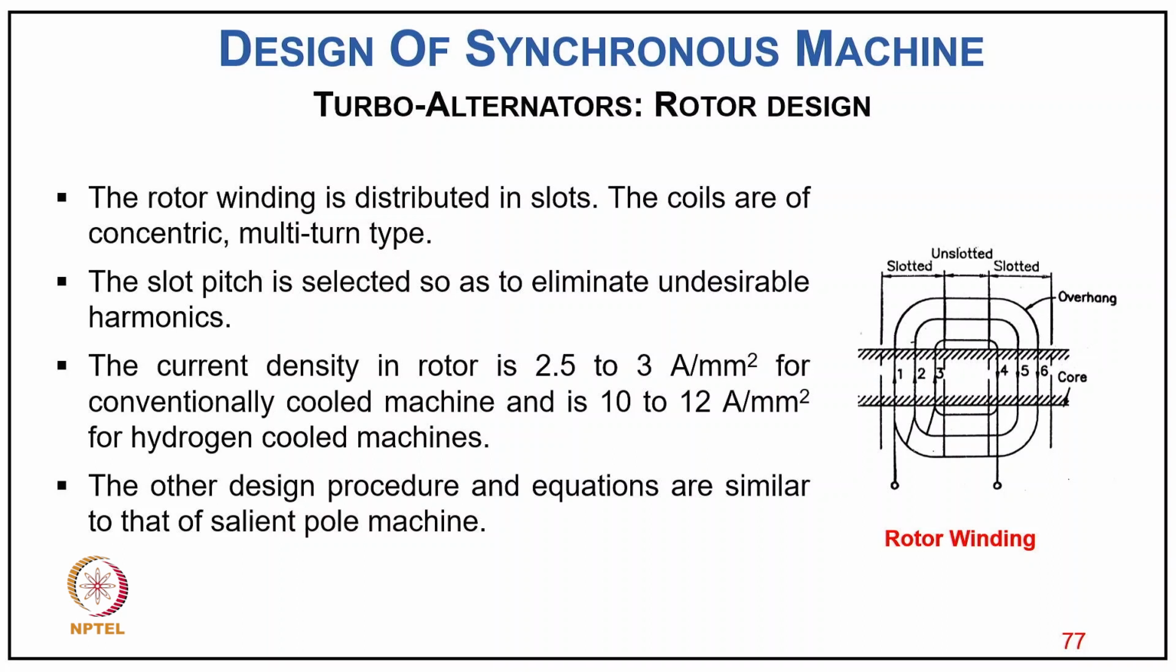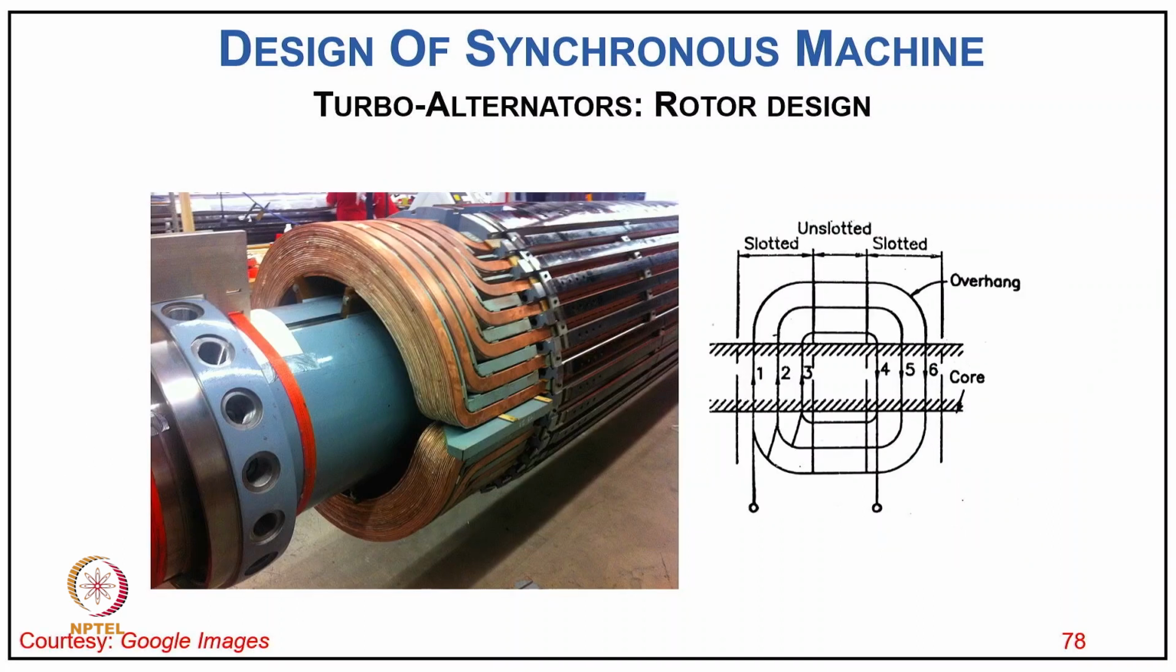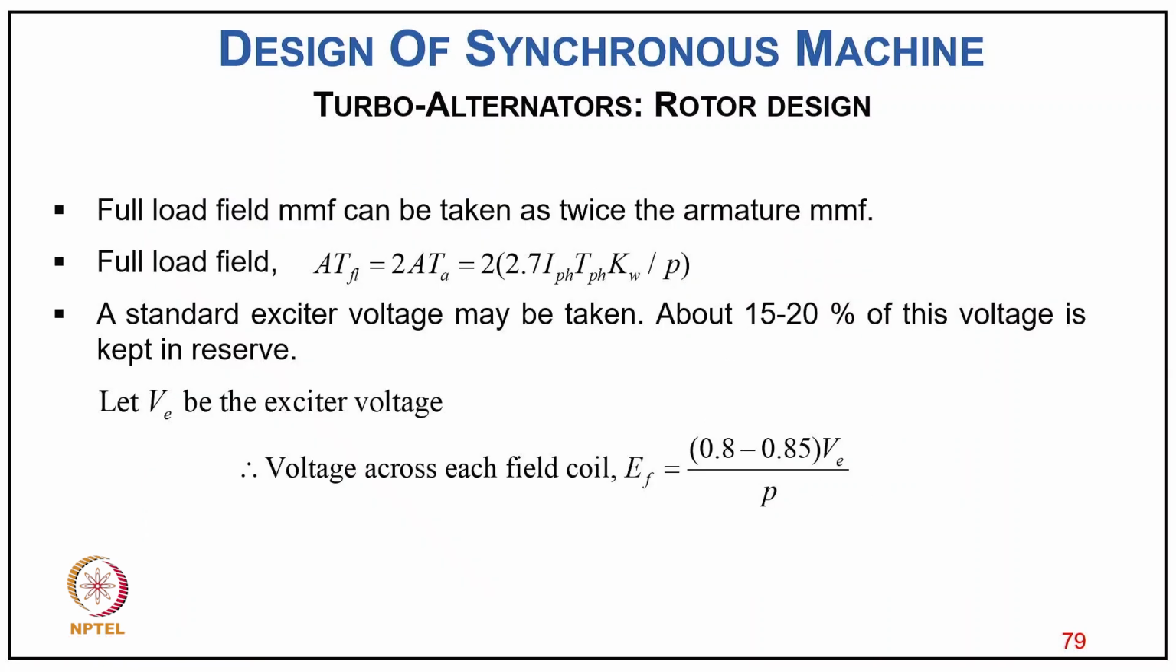So other design procedure and equations are similar to that of cylindrical synchronous machine, and typically you can see the winding distribution and the photograph of how the winding is put in the rotor of a typical turbo generator. So full load MMF can be taken twice of the armature MMF. So full load MMF, ATF, will equal ATA, that is 2 into 2.7 IPH TPH kW by P.